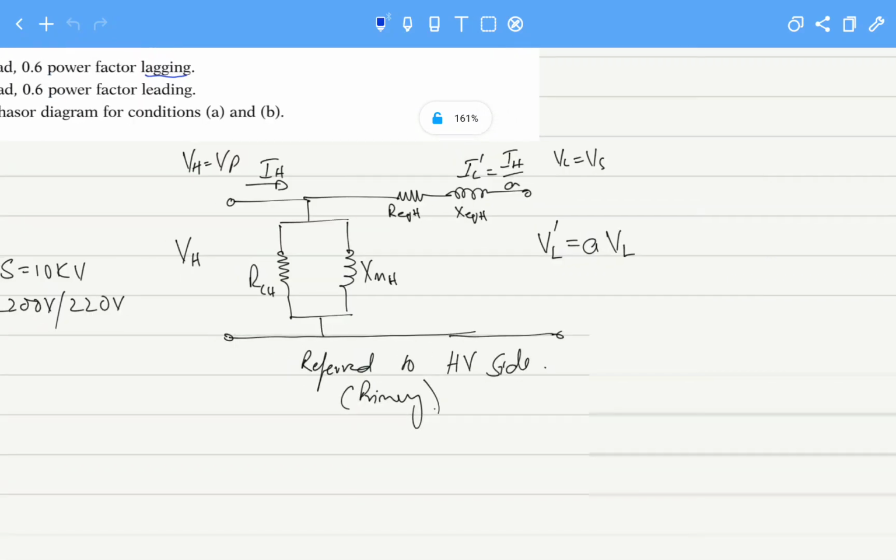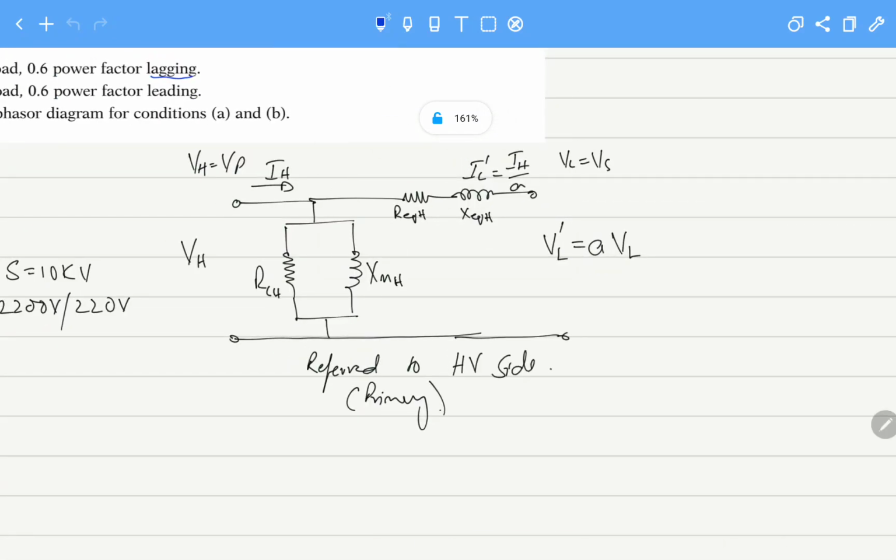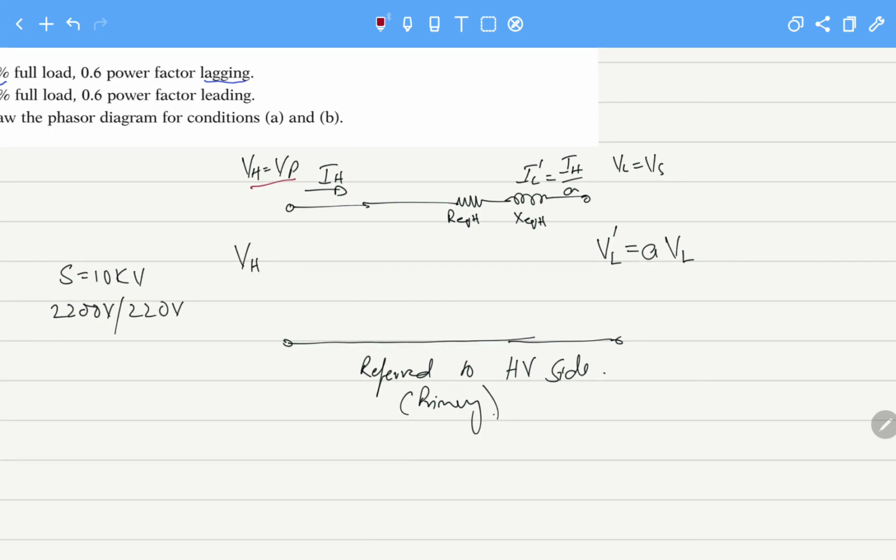So this is the equivalent circuit. First of all, it is a voltage regulation question, so this branch is of no use and we will ignore it. If we delete this branch, this is the equivalent circuit of the transformer of example 2.2. So what do we have here? VH is the primary side voltage, and the value of this voltage equals the voltage drop across this, and the voltage drop across this.